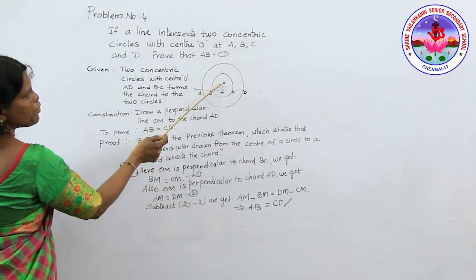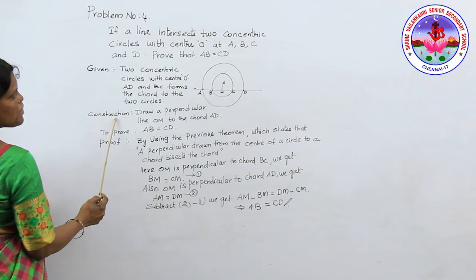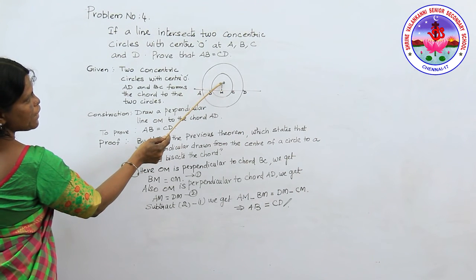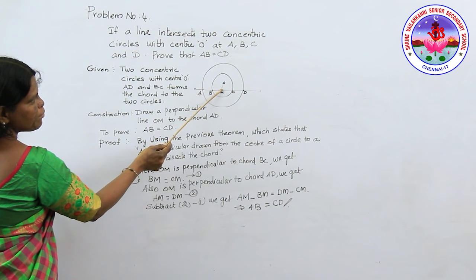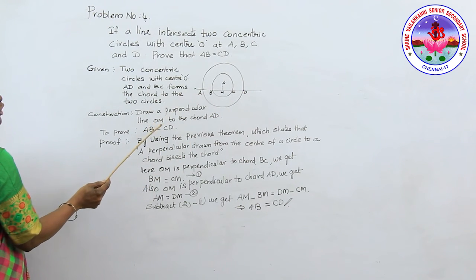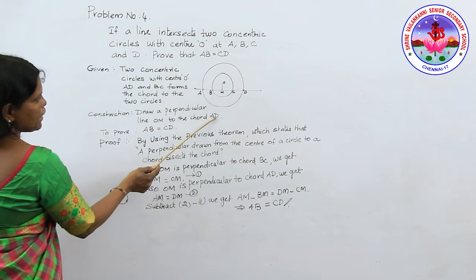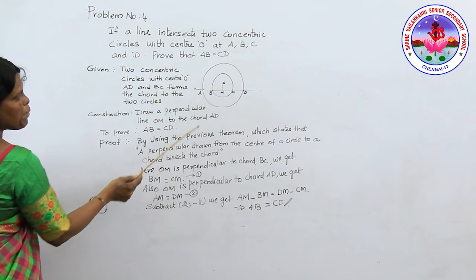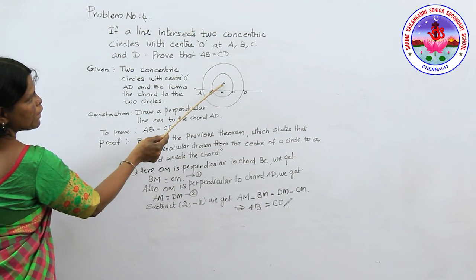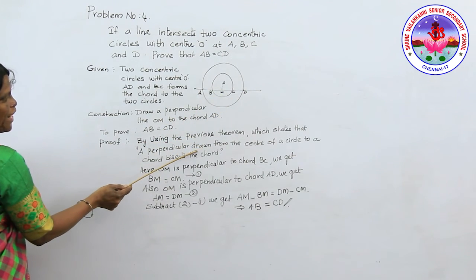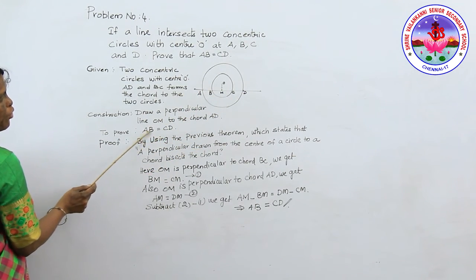Now I am going to draw OM. So I am writing construction: draw a perpendicular line OM. I am going to construct a perpendicular line OM to the chord AD. So I have written a perpendicular line OM to the chord AD. I want to prove AB is equal to CD. As we know by the previous theorem, a perpendicular drawn from the center of the circle touching the chord bisects the chord. So using that theorem, I am going to prove the following case.